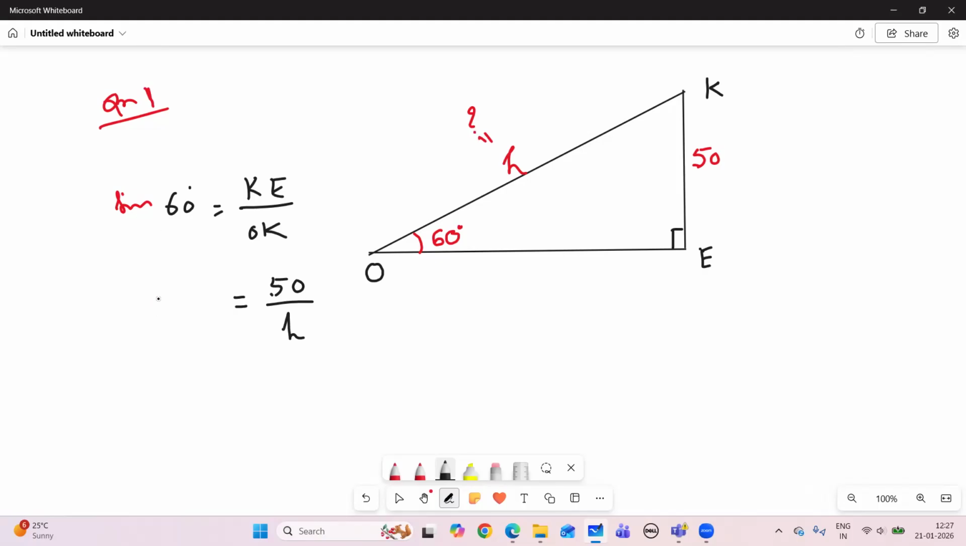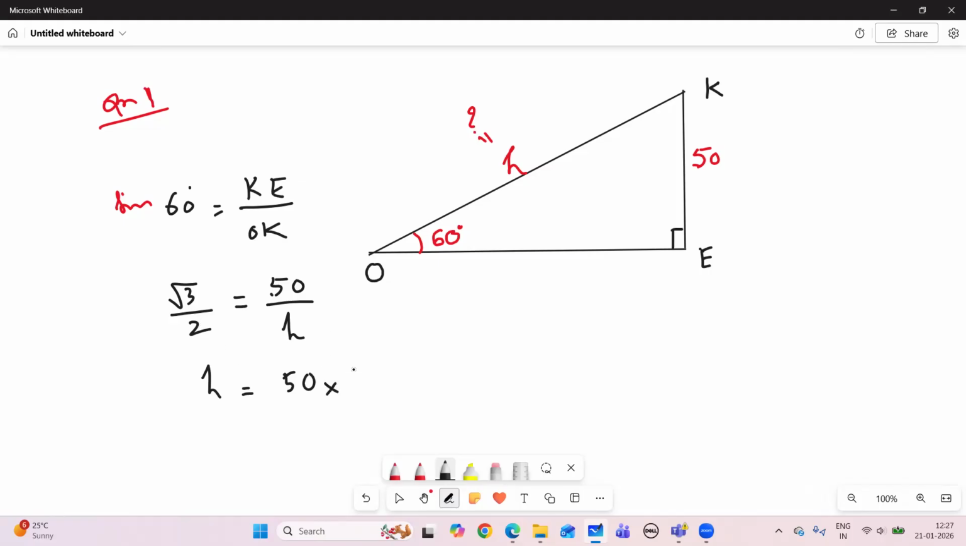Sine 60 degrees is root 3 by 2. You have to remember this. So we want h. Let us take h to the left hand side and bring root 3 by 2 to the right hand side. So we have h is equal to 50 into root 3 by 2.